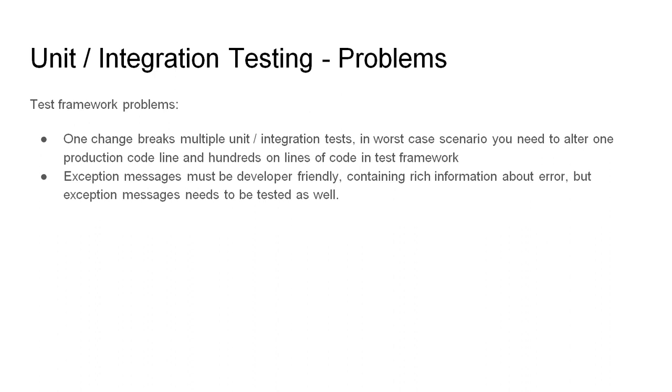Moreover, consider exception messages. If you are providing, for example, some sort of API or SDK to third-party developers, those exception messages should be developer-friendly or user-friendly, containing rich information about the error itself. So besides testing the functionality, we need to test the exception messages as well, so that they contain rich information.